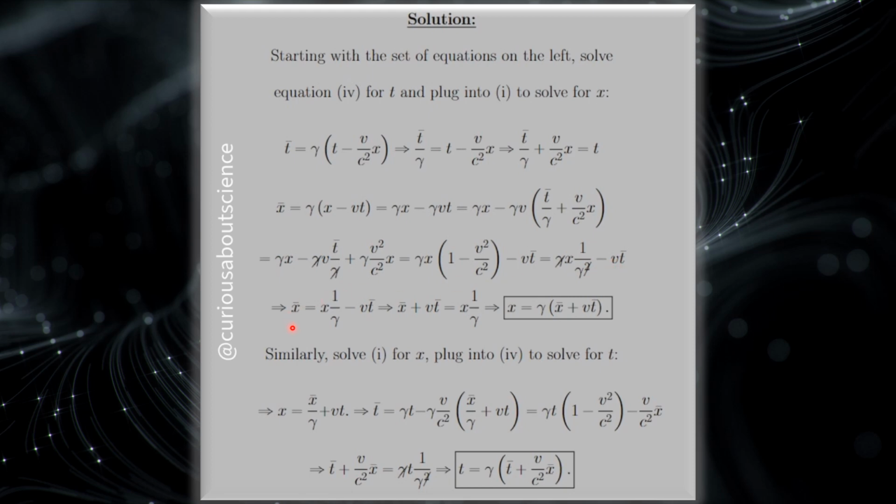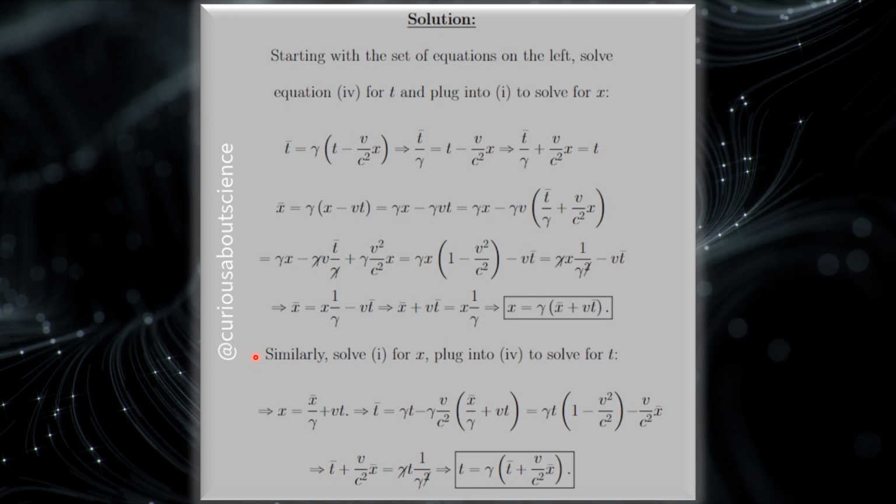Easy enough. So what we see in this is that x bar is equal to x times 1 over gamma minus vt bar. Clearly add the vt over, and now we're left with x over gamma on one side, so multiply the gamma over. And we're left with x equal gamma times x bar plus vt.